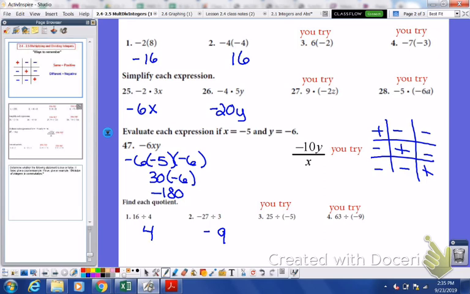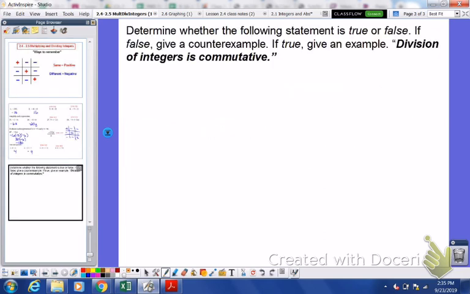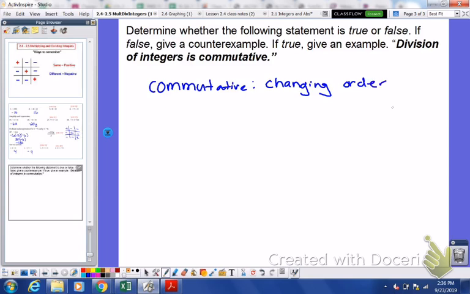We have one more problem to do together. Determine whether the following statement is true or false. If false, give a counterexample. If true, give an example. Division of integers is commutative. If we remember, our commutative property dealt with changing order. So I'm going to come up with an example that's going to help us decide if this is true or false. If it's true, we'll have to think some more about it, to make sure it's always true. If it's false, then there's our counterexample.